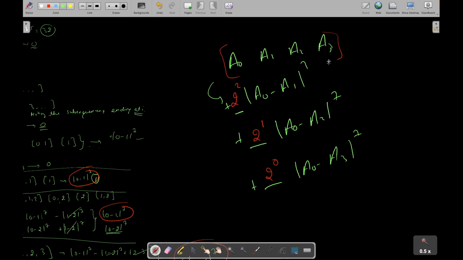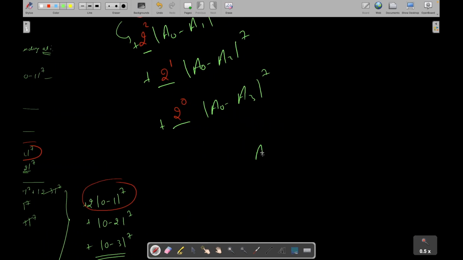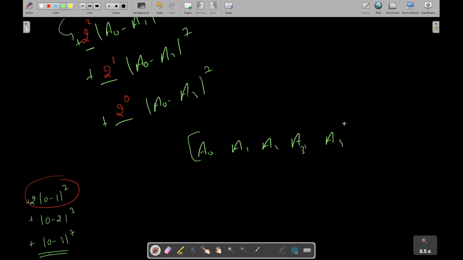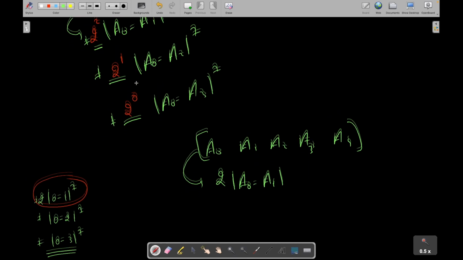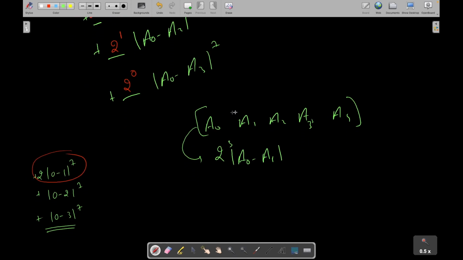And if I had 5 elements, like if I had a0, a1, a2, a3 and a4, then my answer will simply be mod of a0 minus a4, a1. This will occur how many times? It will occur 2 to the power, like 3 times, right? Because we have a0 minus a1, then we had these 3, so this will contribute to the power 3 times in this minus 1, right?